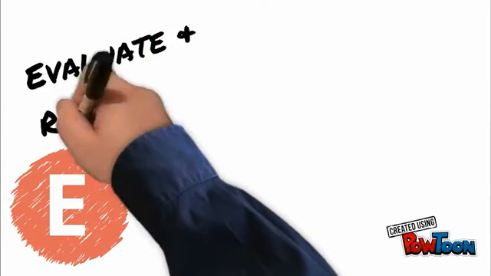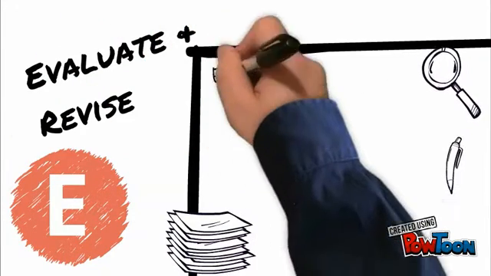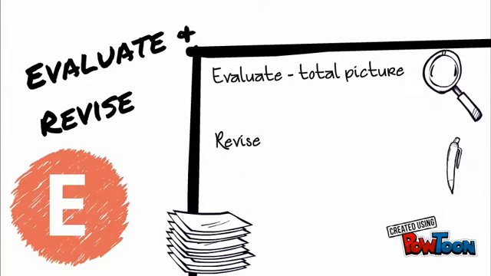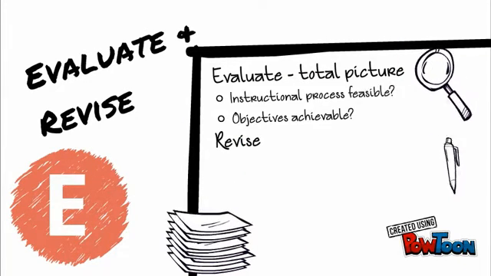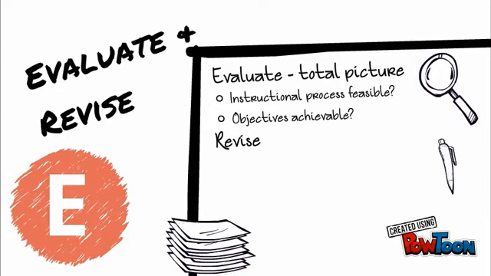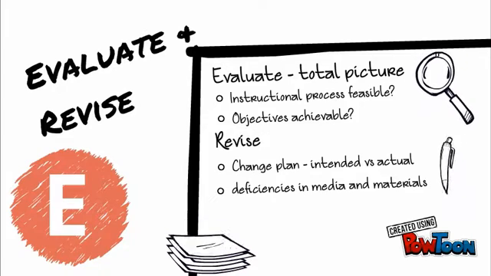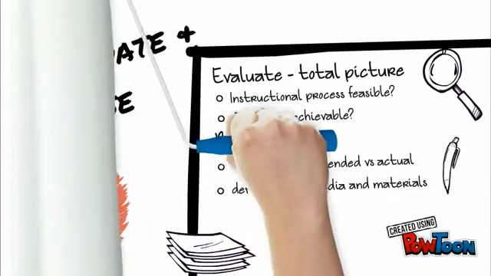The final step, Evaluate and Revise, is actually two separate steps, but that wouldn't make a nice and neat acronym, would it? In the evaluation process, you look at the total picture. Is the process feasible and the objectives obtainable? In the revise phase, you would change your plan on an as-needed basis.